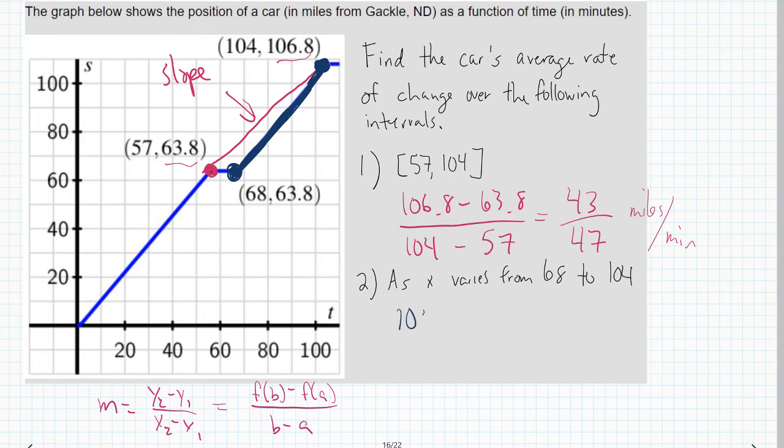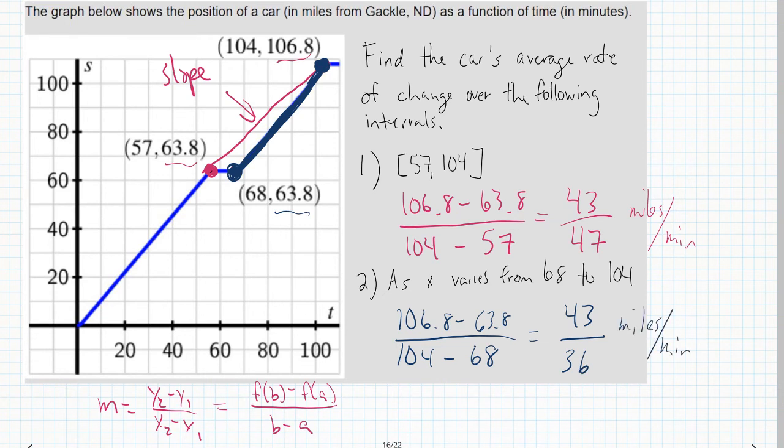We can do the same thing: 106.8 minus 63.8 once again. The only difference is that when we take 104, we're going to subtract 68 this time. That still makes 43 up top, but down below we'll have 36. Notice that's a number greater than 1, so that's a little bit steeper, a little bit faster of a ride. Questions on average rate of change? You're just doing slopes of secant lines, that's it. You pick two points on the curve and go from there.